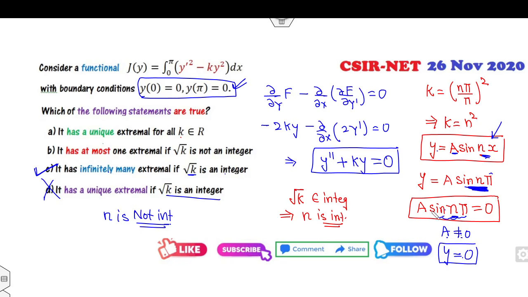If this number is non-zero, that means a will be 0. If a is 0, y equals 0 is the only solution. That is at most one solution. That's a unique solution. And unique solution for all the cases is wrong, because for the integer case it is not possible. The right answer is that B and C are the correct options.